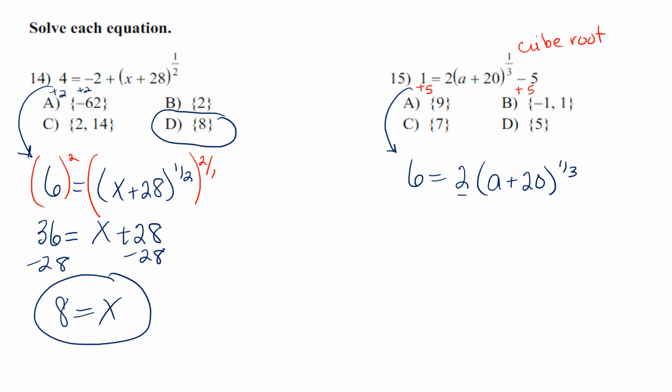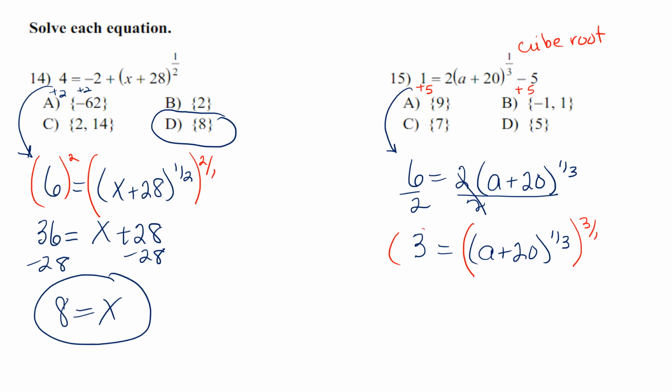The radical is not isolated. You've got to divide through by 2 first. So isolate, isolate, isolate. All right, so 6 divided by 2 is 3. That gives me the quantity of a plus 20 to the 1/3 power. Just like we did in the last example, we're going to raise everything to the power of the reciprocal of 1/3, or 3 over 1, or just to the 3rd power.